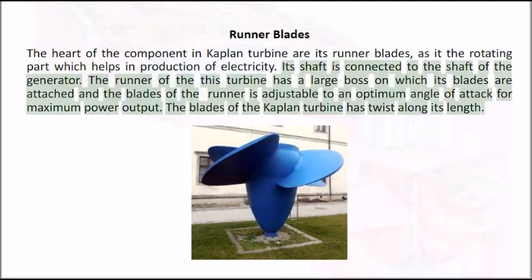Its shaft is connected to the shaft of the generator. The runner of this turbine has a large boss on which its blades are attached, and the blades of the runner are adjustable to an optimum angle of attack for maximum power output. The blades of the Kaplan turbine have a twist along their length.